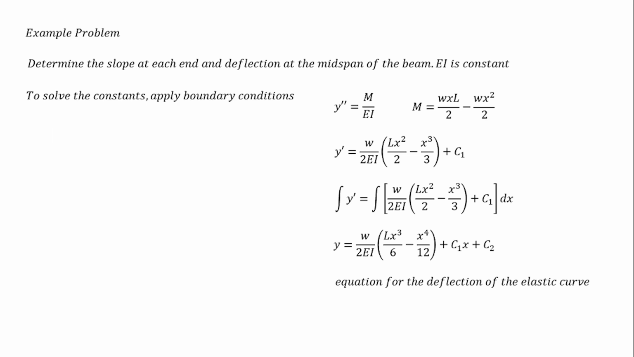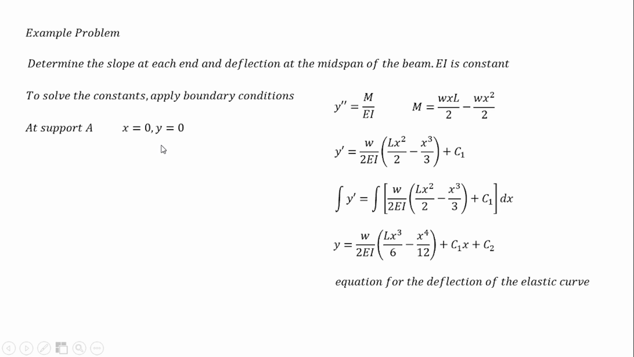Now, we need to solve for C1 and C2. To solve the constants, apply the boundary conditions. What are the boundary conditions? At support A, the position of our support is x equal to 0, and we know the deflection there is also 0. Why? Because at the support, it is rigid, so there is no deflection there. So, y equals 0.